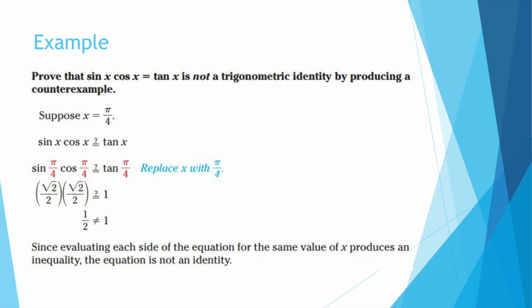Suppose x is equal to pi over 4, and then replace each x in the trig functions listed with pi over 4. The sine and cosine of pi over 4 will be equal to the square root of 2 over 2. Meanwhile, the tangent of pi over 4 will be equal to 1. If you multiply square root of 2 over 2 by itself, it will result in 1/2, which is not equal to 1. So solving this equation shows that the equation is not an identity.